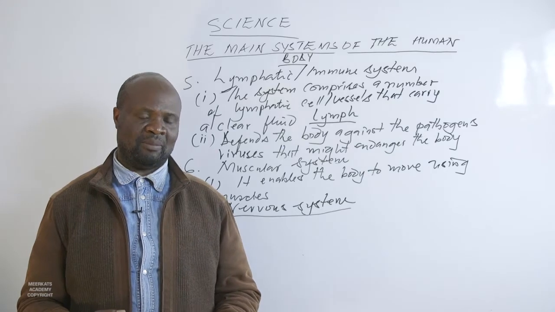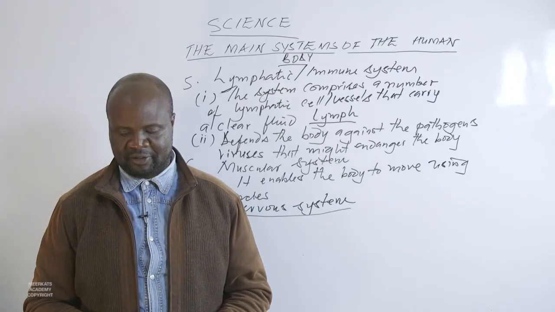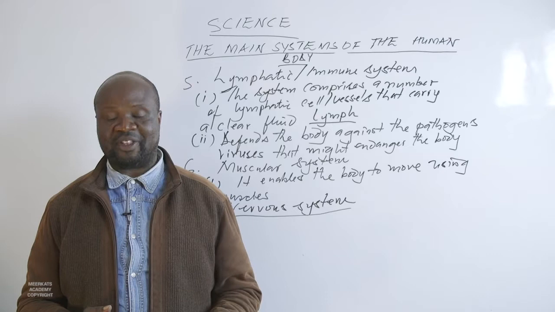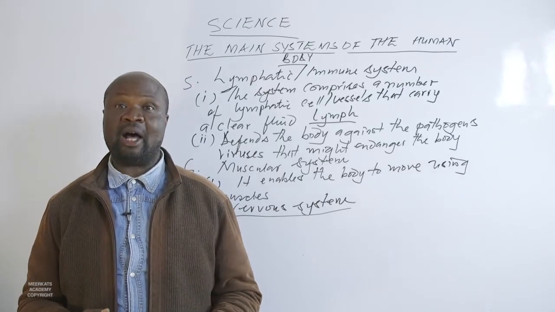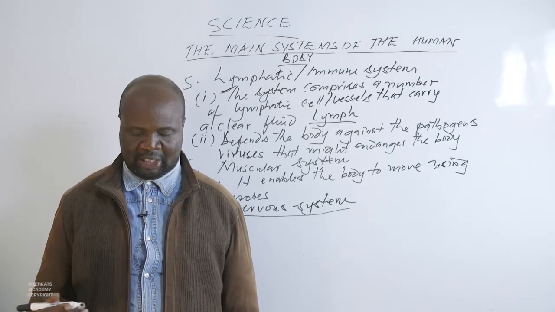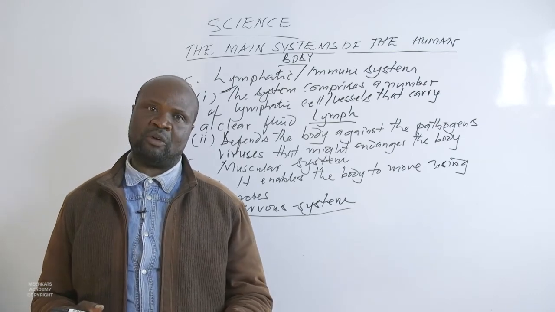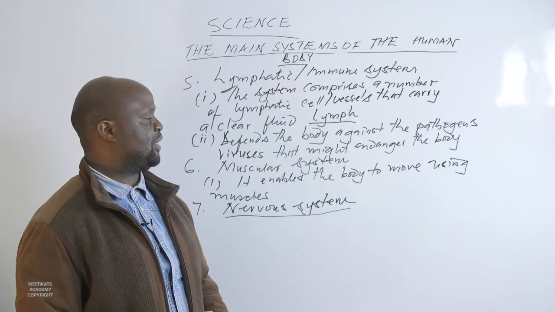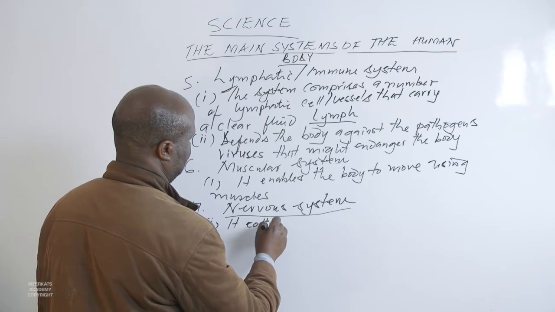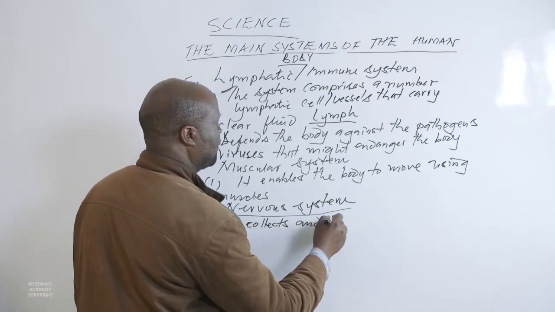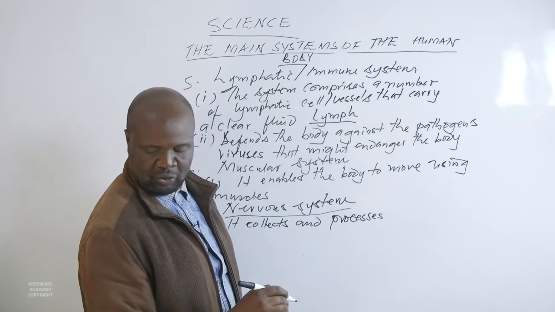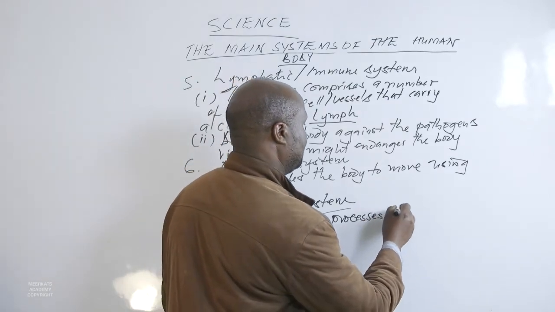So the nervous system, what are the functions of this nervous system? Well, we say it collects and processes information from the senses via nerves and the brain, and tells the muscles to contract to cause physical action. So we are saying, what is the function of the nervous system? We are saying it collects and processes information.